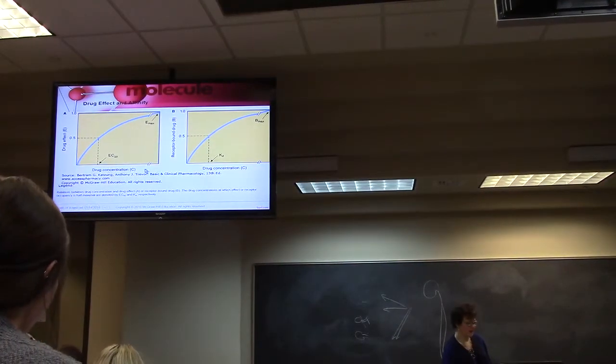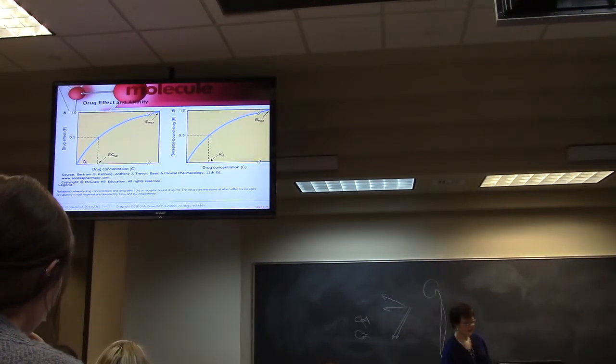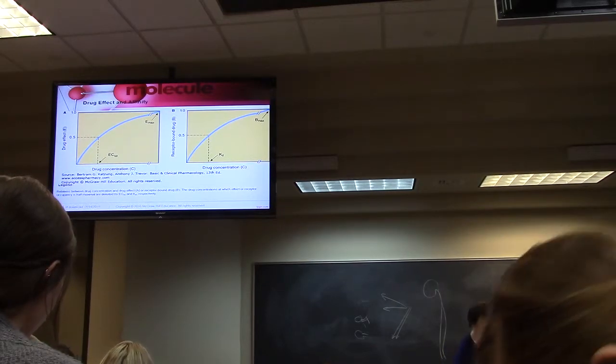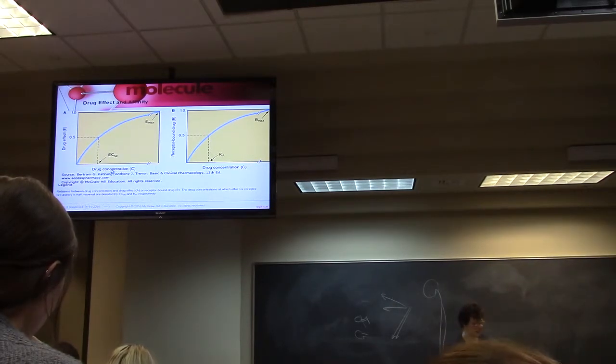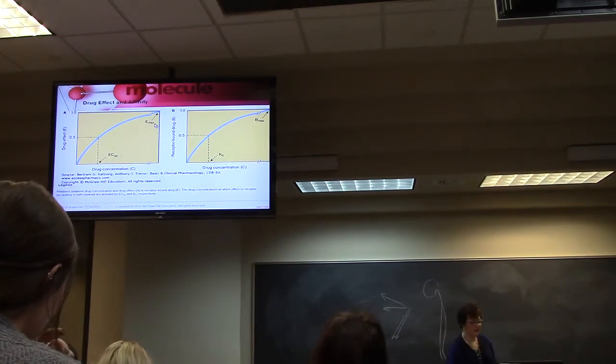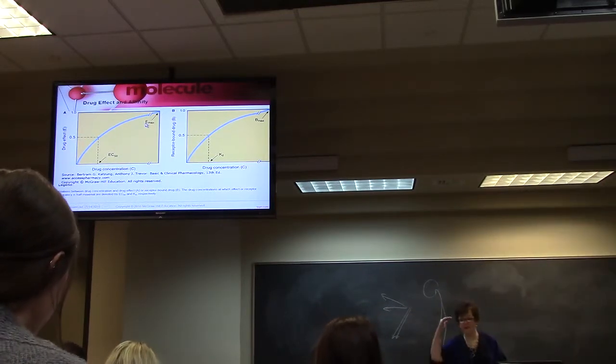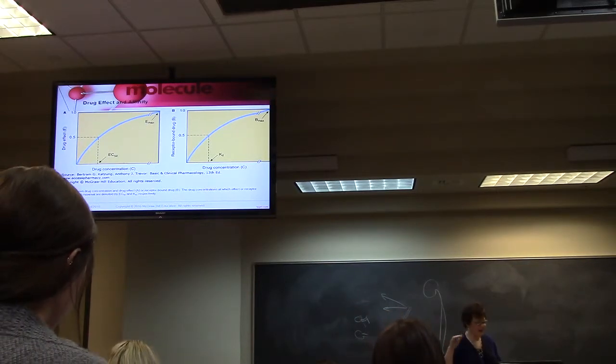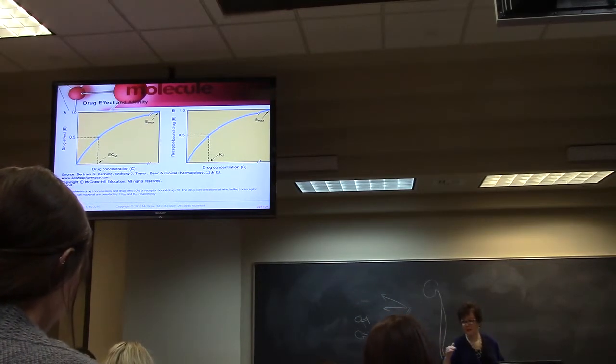On the y-axis you have drug effect, and on the x-axis you have drug concentration. Then you have two designations, an EC50 and an Emax. So Emax is the ultimate or the maximum efficacy of a drug.